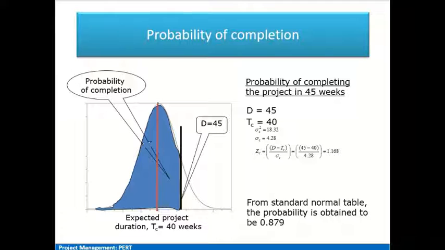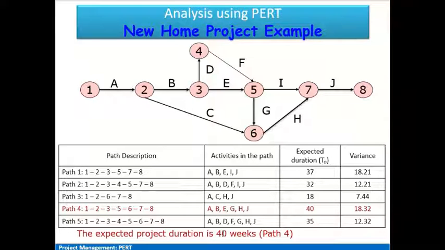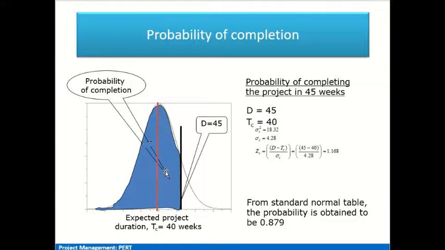Suppose the top management or even the customer wants to know the probability of completing the project within 45 weeks. According to our estimate, since the critical path is 40, we are assuming that the project will be completed in 40 weeks, but it might happen because of uncertainty that the project gets extended. So what is the probability of that case? It is depicted here, where we have plotted the expected project duration, and we get this. We represent the mean, the central line, by the expected project duration. So this is 40 weeks.